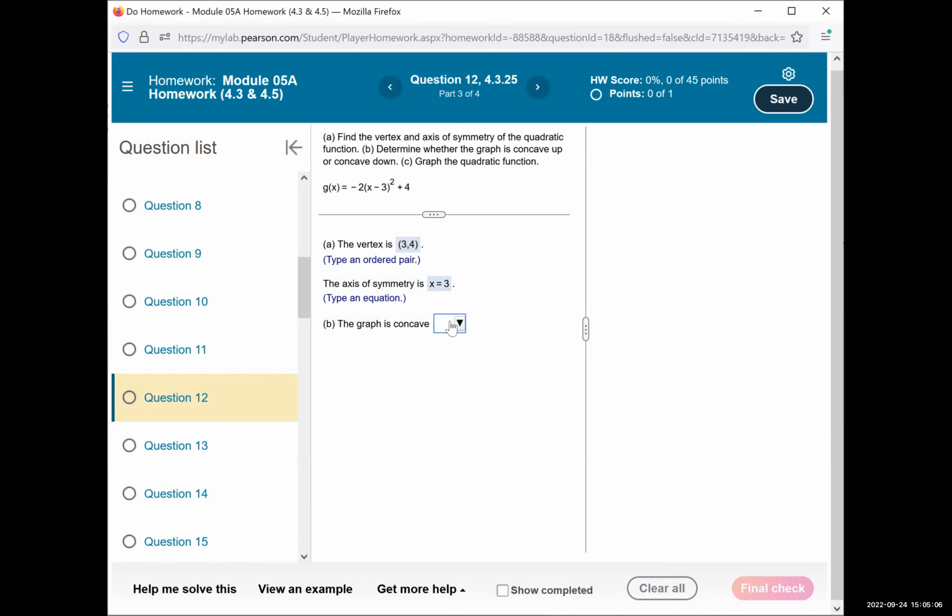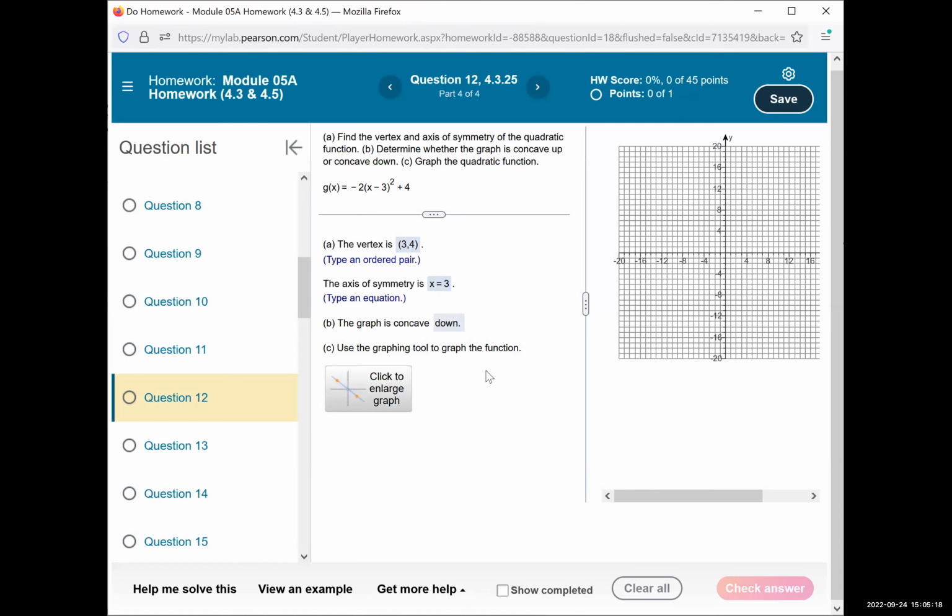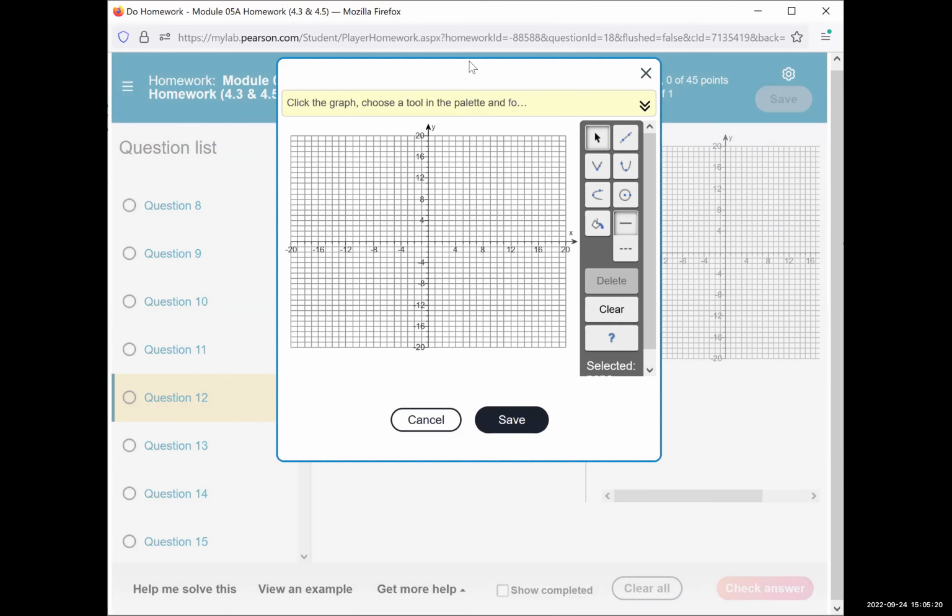All right, and the graph is concave. So this thing opens down. So if it opens down, it's concave. I hope it's concave down. Should be. All right. And so the graphing tool, this is where we can use the graphing tool.